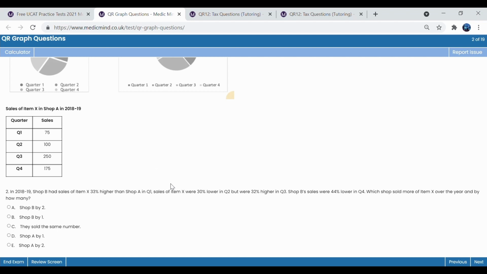Now, quarter two, it's lower. So 30% of 100 is 30. So 100 minus 30 is 70. So in quarter two, it is 70. So I'll quickly add 100.